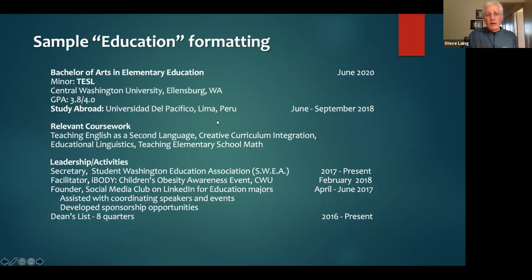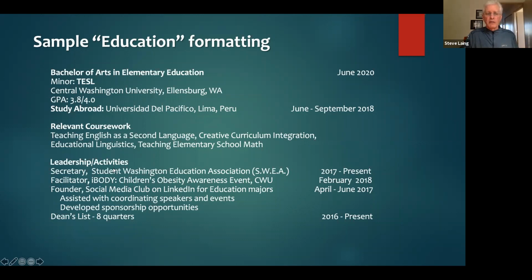For a lot of students, it's really helpful, if you have not gained particular experience in your student teaching but you have learned certain things in your coursework, to list relevant coursework. That would be a subsection within your education section. So relevant coursework would be bold, and then, rather than listing all of your courses stacked on top of one another in multiple columns, it's best to just list them in a single line, separated by a comma. So it would be teaching English as a second language, comma, creative curriculum and integration, etc. That would be the way you want to format it.